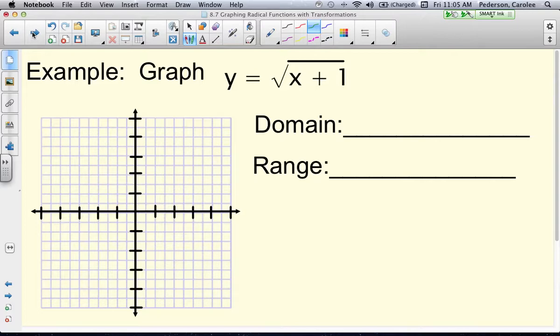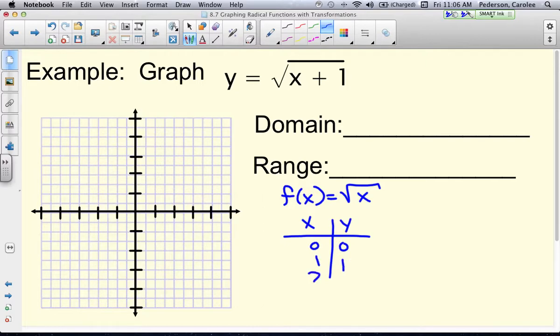Here's another example. This one you can just watch. So we graphed that parent function. Hopefully we're getting that parent function memorized: f of x equals the square root of x. Again, you're not writing this down. And we have those ordered pairs 0, 0, 1, 1, 4, 2. So we graph it.